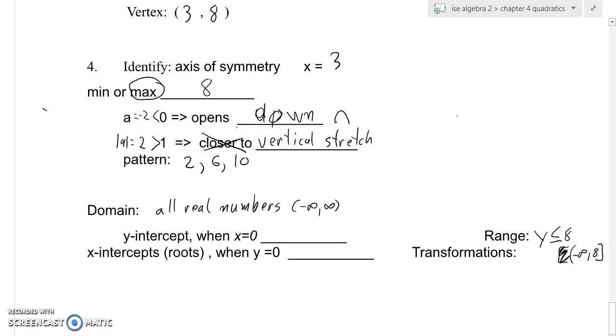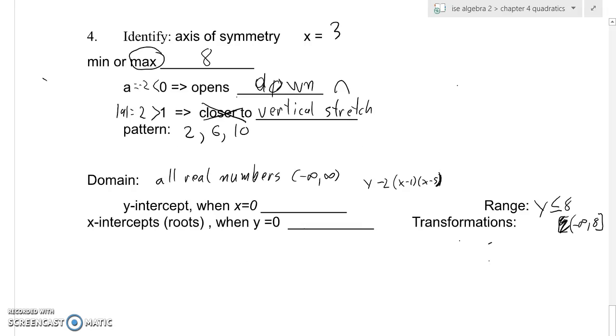Our y-intercept is when x is 0, which we find by plugging the 0 into our equation. So negative 2 times (0 minus 1) times (0 minus 5). Negative 2 times negative 1 times negative 5. Our y-intercept is negative 10.